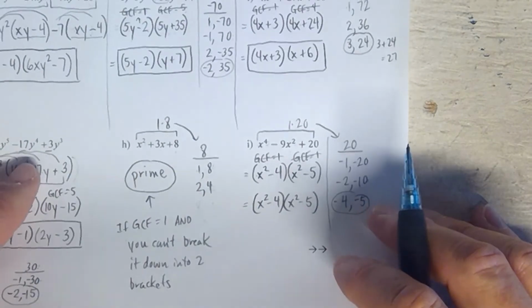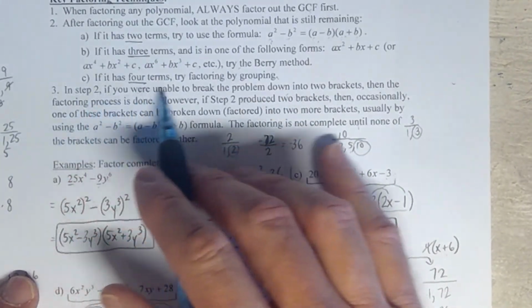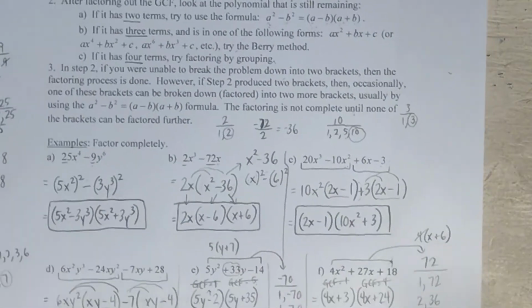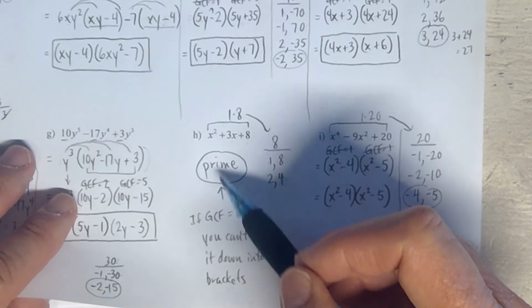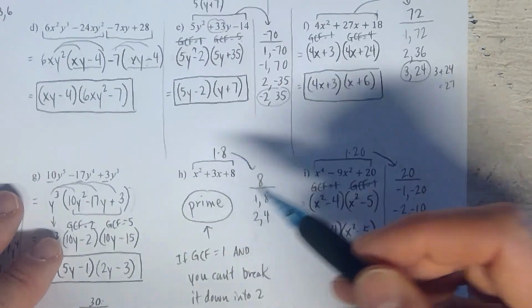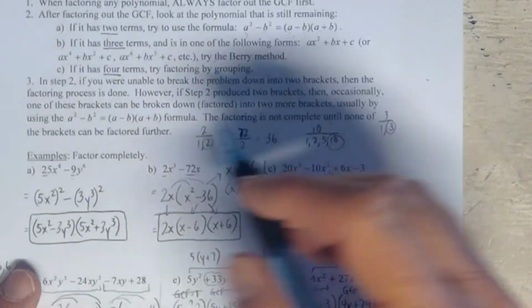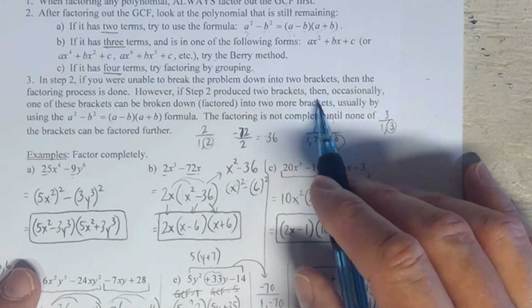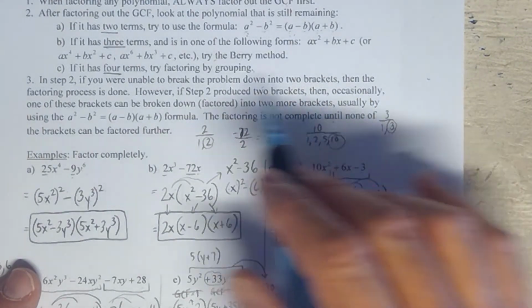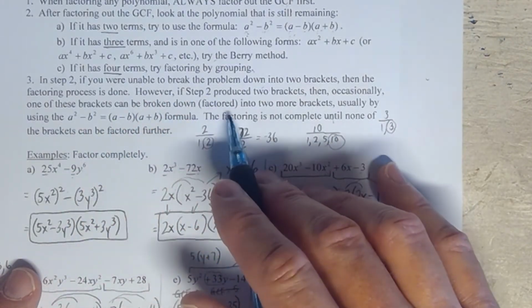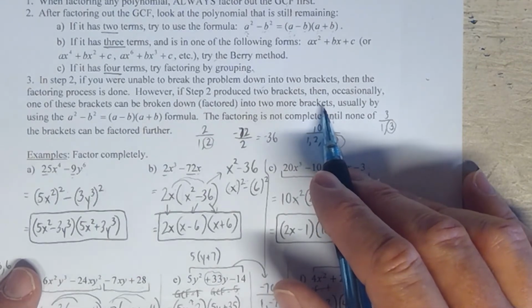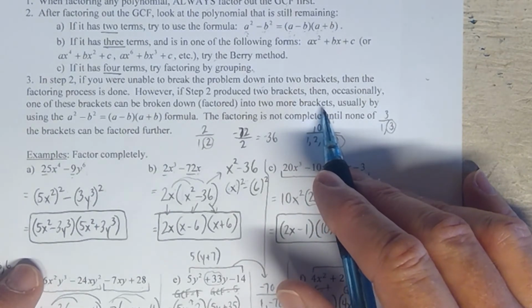Okay, don't circle it. Sometimes, look at step 3 right here. It says in step 2, if you were unable to break the problem down into 2 brackets, then the factoring process is done. We saw that in problem H. We stopped. But if step 2 produced 2 brackets like it has in all the other problems, then occasionally, it doesn't happen that often, one of those 2 brackets can be factored into 2 more brackets, which would then give you a total of 3 brackets. I'll show you that in a second.